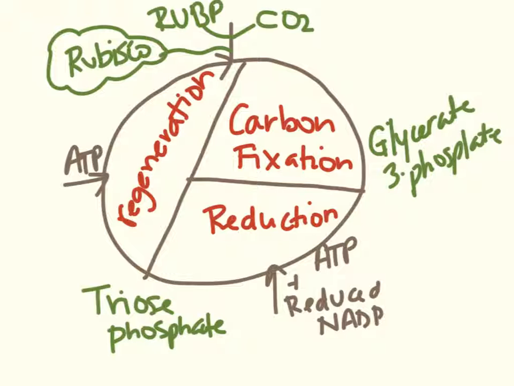And basically, for every one molecule of glucose that's formed, we need 6 cycles of the Calvin cycle, because every time it goes through, one carbon molecule is being fixed. So if our glucose contains 6 carbons, that means we need 6 cycles in order for the glucose to be formed.